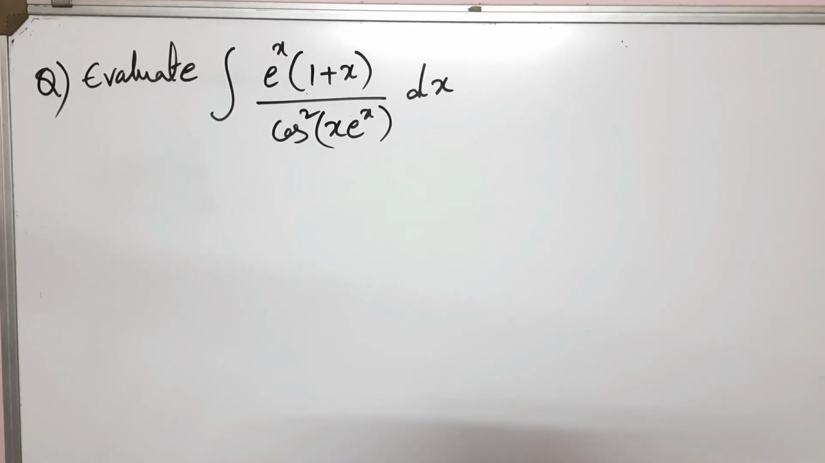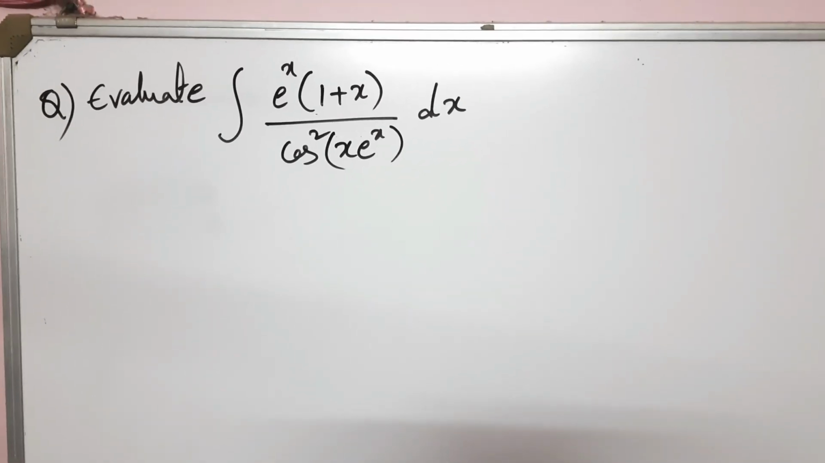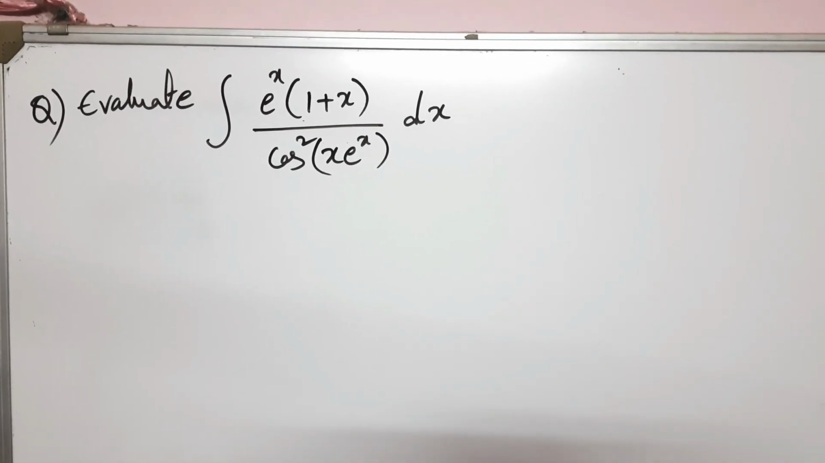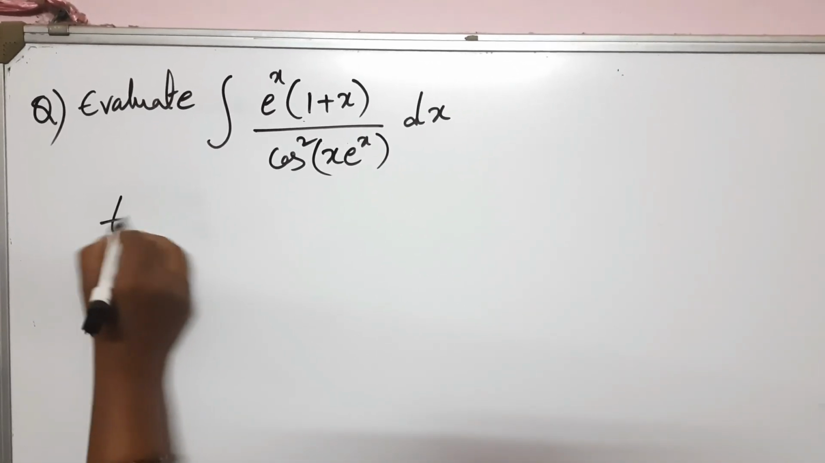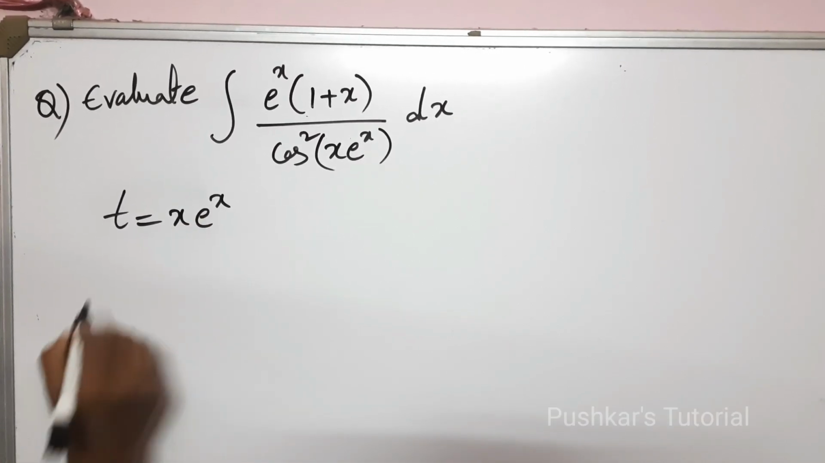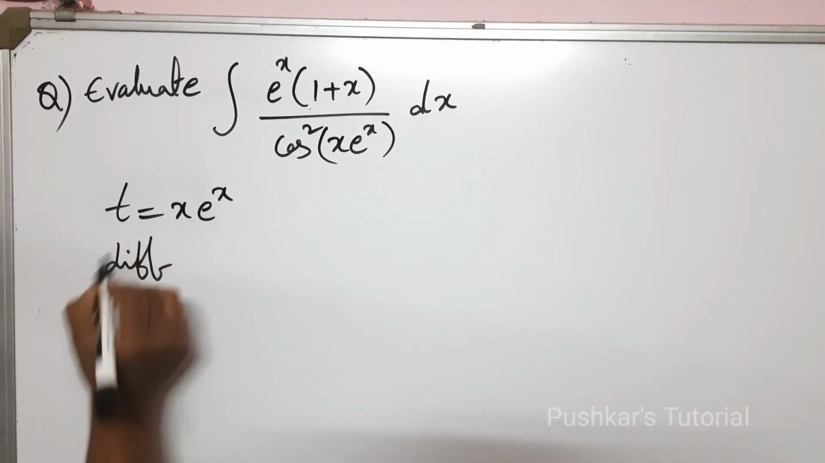Evaluate the integral of e^x (1 + x) by cos² (x e^x). Here we have to use the substitution method. Let t = x e^x. Then differentiate with respect to x.